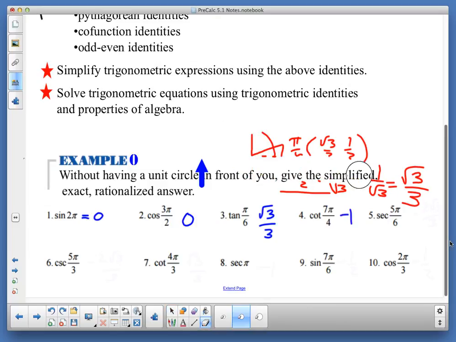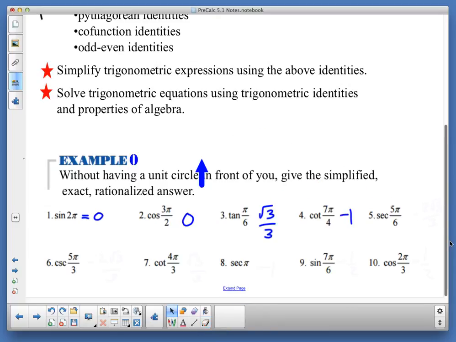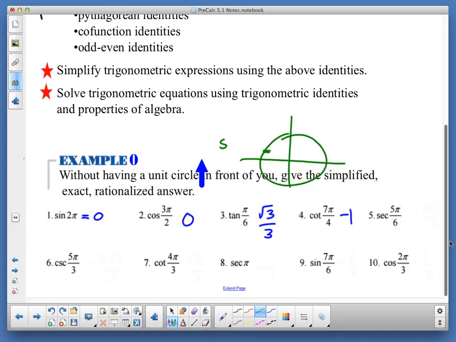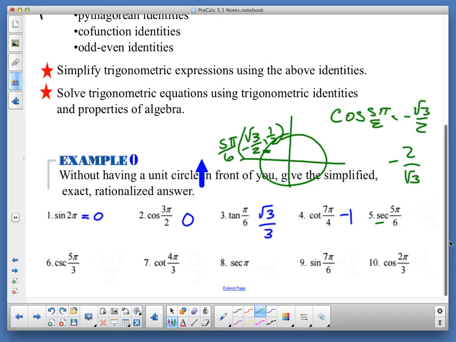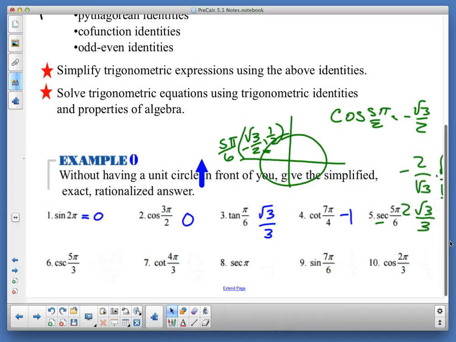Next one, we're looking at secant of 5 pi over 6. The location of 5 pi over 6 is right here. Hopefully you're thinking, well, that's negative square root of 3 over 2 and 1/2 up. But secant is 1 over cosine. So the cosine of 5 pi over 6 is equal to negative square root of 3 over 2, and the secant is the reciprocal of that, which is -2 over the square root of 3. Well, I can't have the square root of 3 on the bottom, so I multiply by the square root of 3 over the square root of 3. So it's -2 square root of 3 over 3.